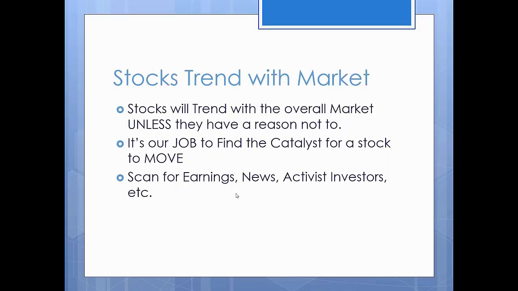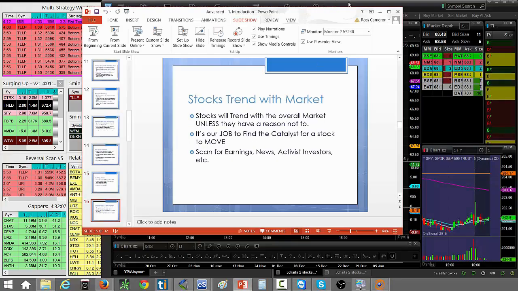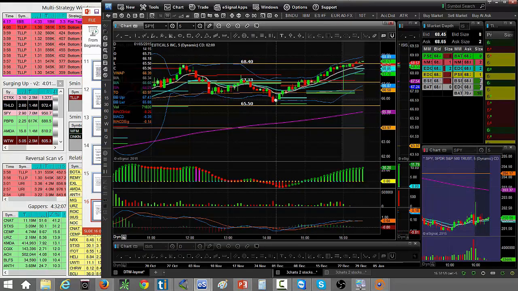Okay, now it's important to note that stocks do trend with the overall market unless they have a reason not to, right? So it's our job as day traders to find that catalyst for a stock to make a well-defined and clean move. Otherwise, everything we look at is going to be a mirror of the overall market, right? If you want to look at the S&P 500, the SPY, it's going to look choppy almost every single day.